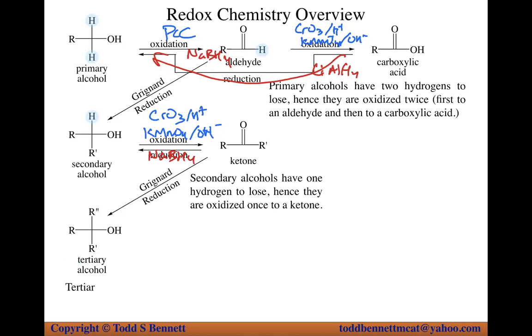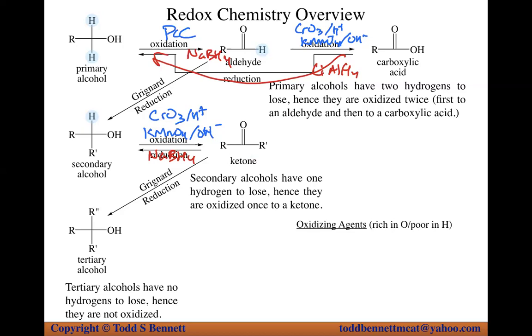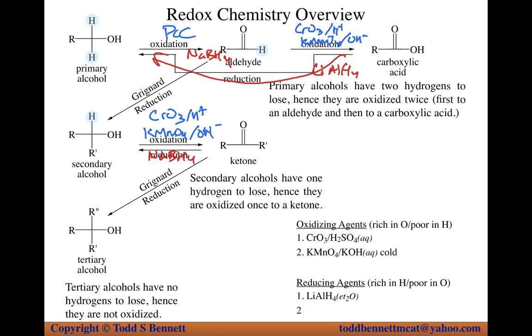No H's to lose. Tertiary alcohols do not oxidize, at least not by traditional methods. You can insert O's into bonds by extreme reactions, but for what we're dealing with in this class, pretty much that's it. Oxidizing agents, rich in O, poor in H, hence CrO3 and acid, KMnO4 in base. Reducing agents, lithium aluminum hydride, highly reactive, sodium borohydride, not as reactive. You need to memorize those. There might be a few other ones that pop up, but you need to know that.